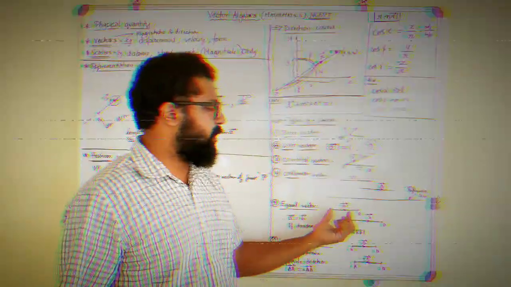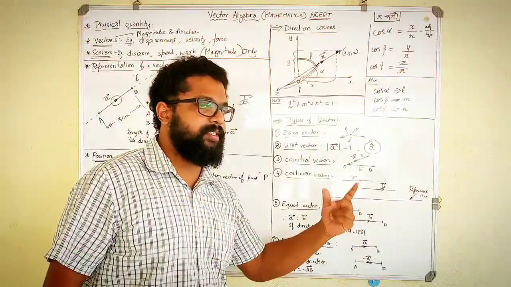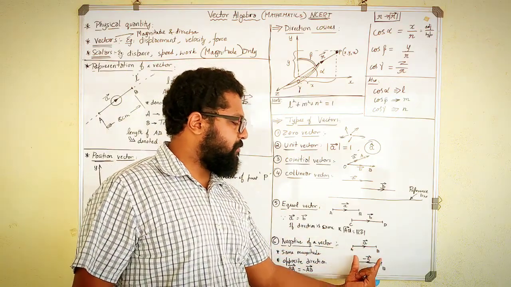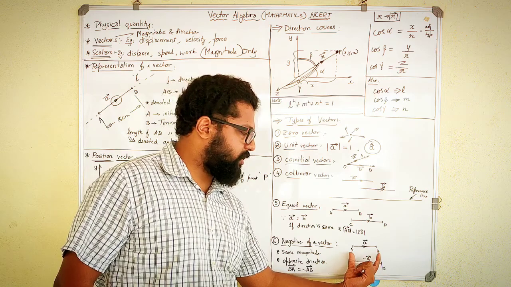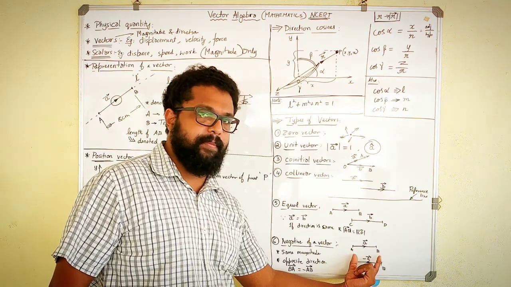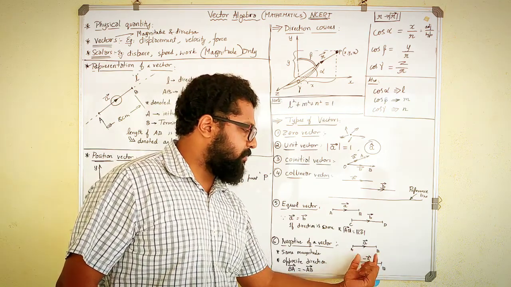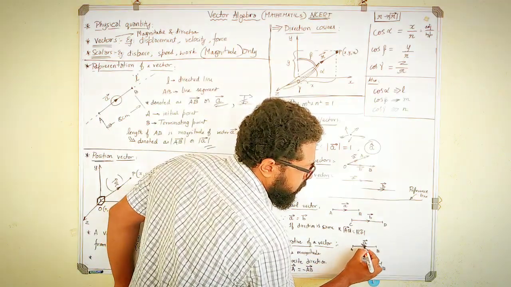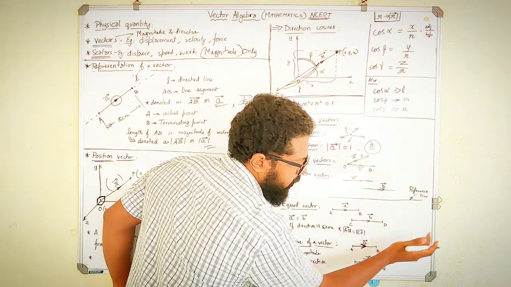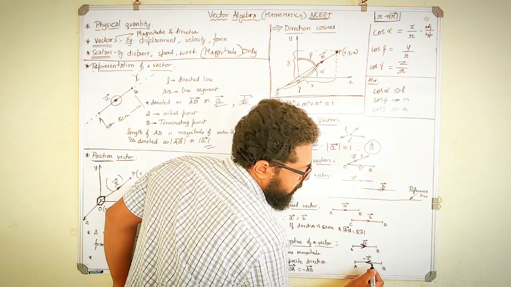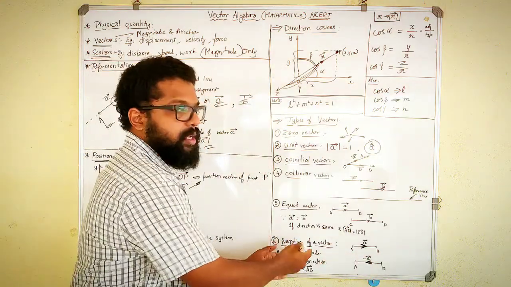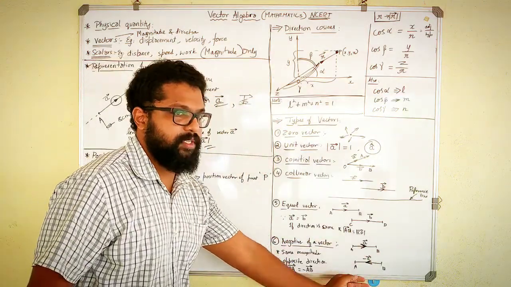Now in the next one, the negative vector part: equal vectors mean same direction and same magnitude, whereas the negative of a vector has the same magnitude, the distance between the initial point and the final point is the same, but the direction is opposite. I hope it is clear. The direction of this AB vector, or A vector, is to the right side, whereas this minus A vector is to the left side. So such a vector is the negative of a vector, or an opposite vector.